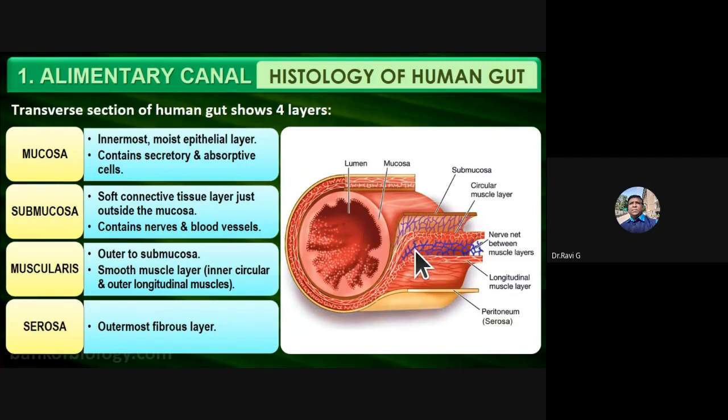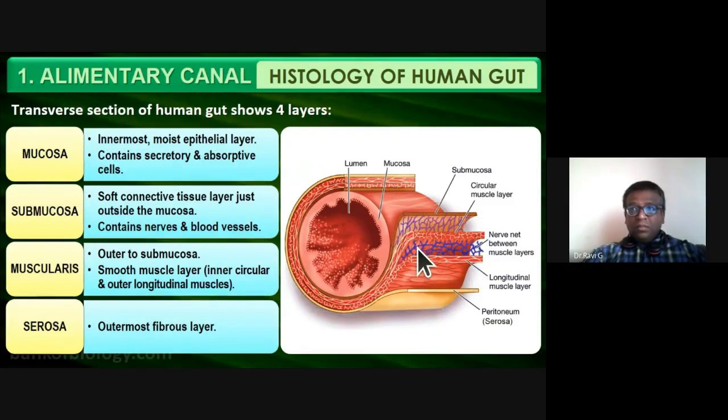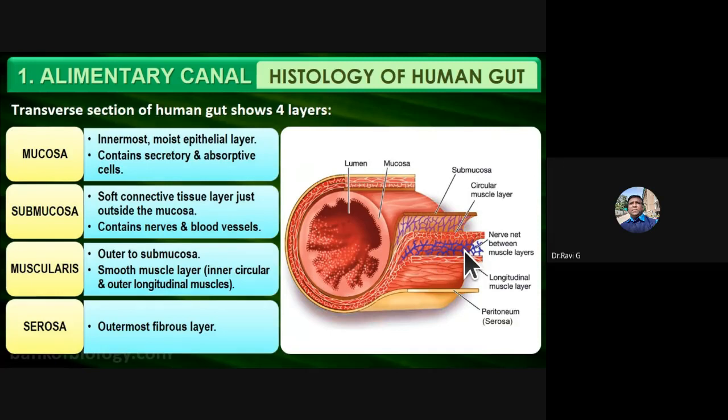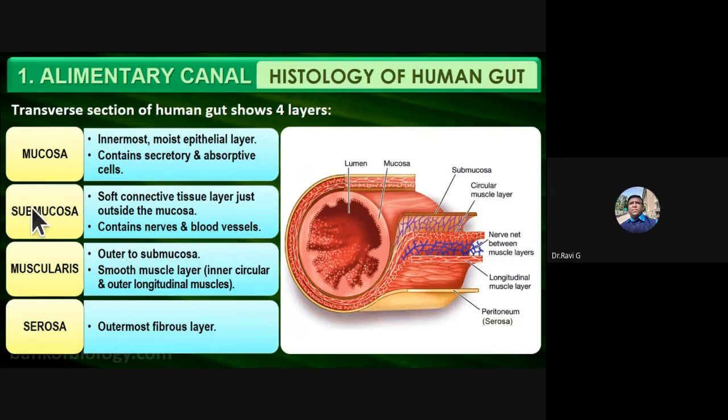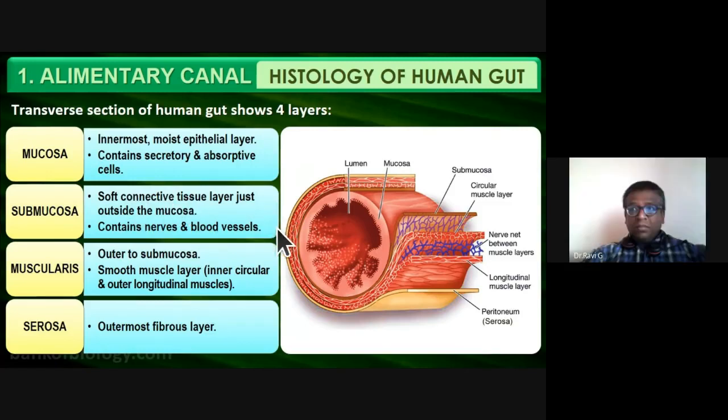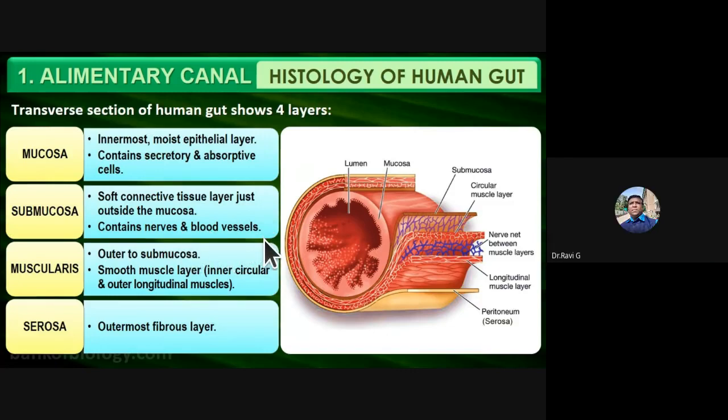The submucosa is made up of a soft connective tissue layer just outside the mucosa. It contains nerves and blood vessels. So remember the submucosa having nerves and blood vessels. It is made up of the soft connective tissue layer, just outside the mucosa.